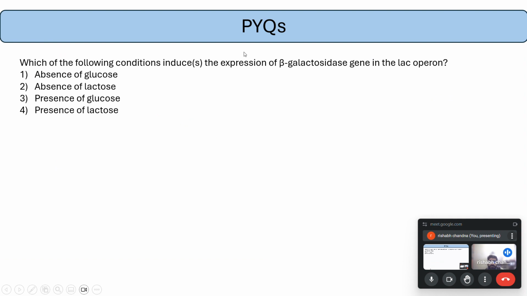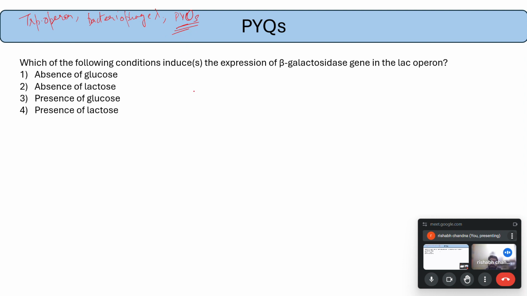In the last class we discussed the tryptophan operon, the bacteriophage lambda transcriptional switch, and some PYQs related to bacterial transcription. Now we'll be moving on to the previous year questions related to the lac operon and the operon system.